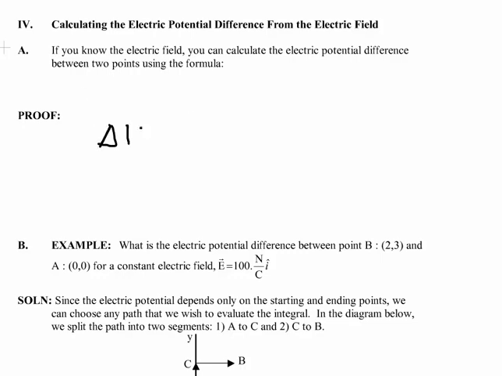I shouldn't really call this a proof. This is really just the definition that we can use from some point A to some point B. All we really need to do is evaluate this integral and then multiply by -1. So it's an example of actually doing that.